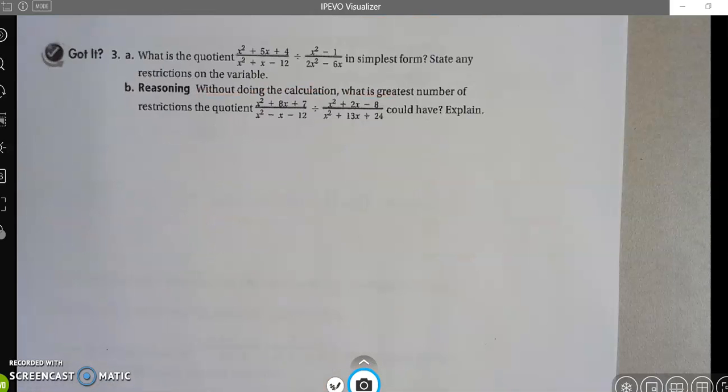Go ahead and flip to the last example. The last example is a division problem that I would like you to try on your own. So follow your steps to multiply by the reciprocal, and then follow all your steps to multiplication.